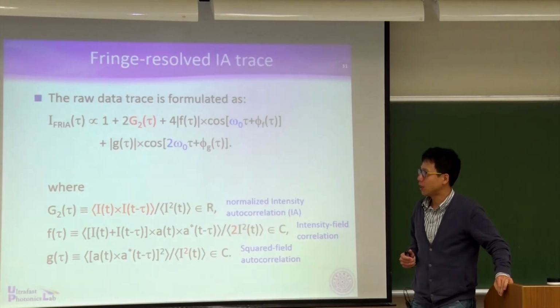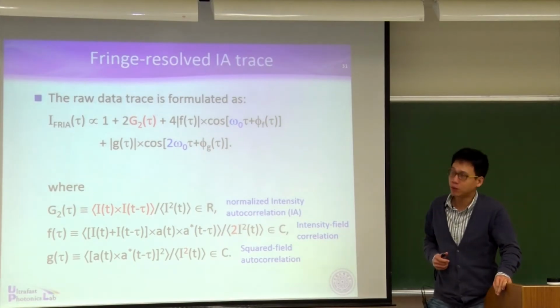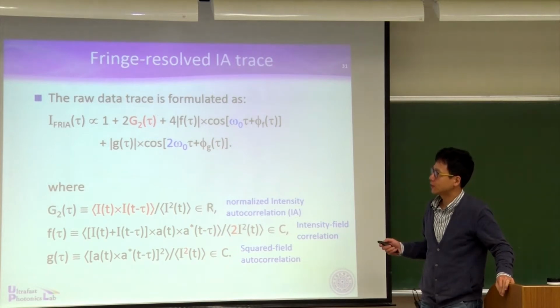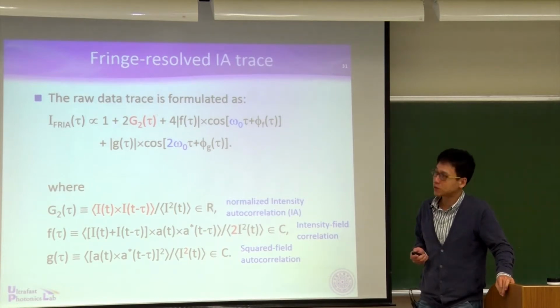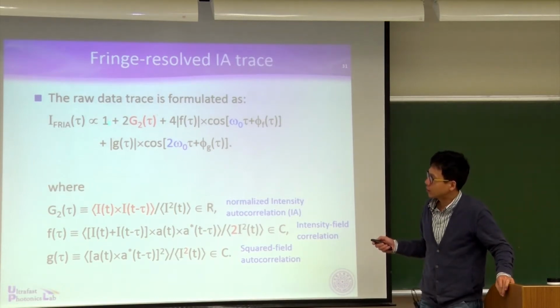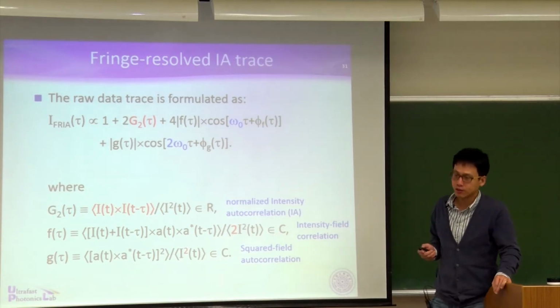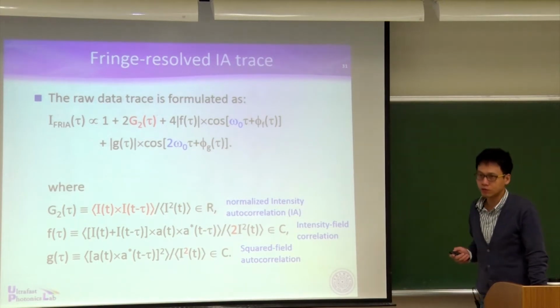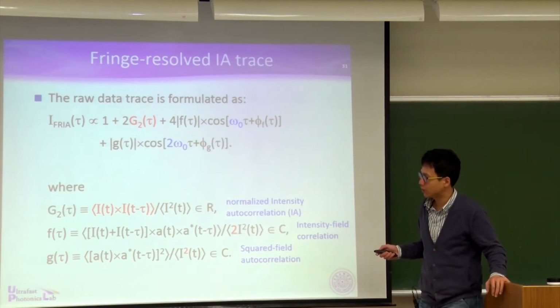Last time we introduced the formula for the fringe resolved intensity autocorrelation trace. The formula is here. There are 4 terms. The first one is a constant. The second one is about the G2 function, which is the normalized intensity autocorrelation function, or IA function, defined here.